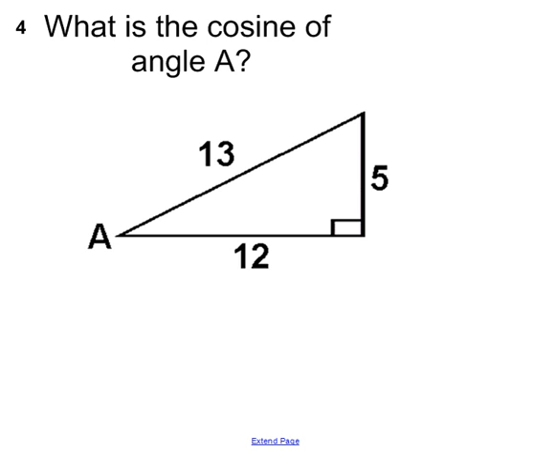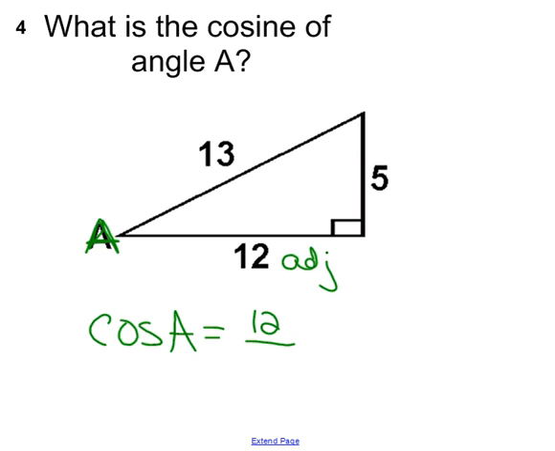If I have cosine, again, make sure you write cos A, don't forget the A. Cosine now deals with my adjacent side. So the side right next to A is the 12 over your hypotenuse, which again is still 13.